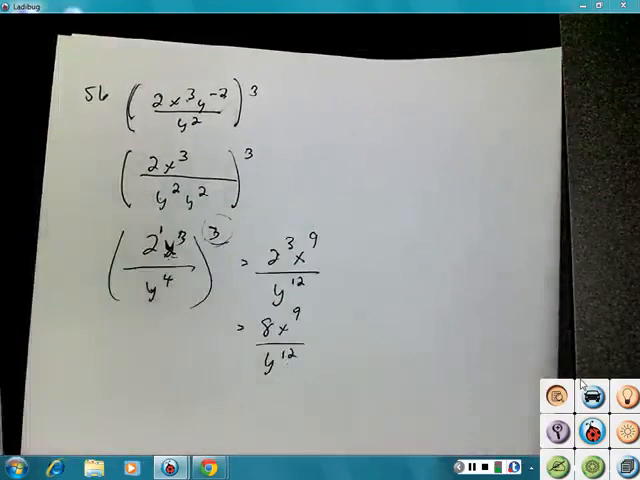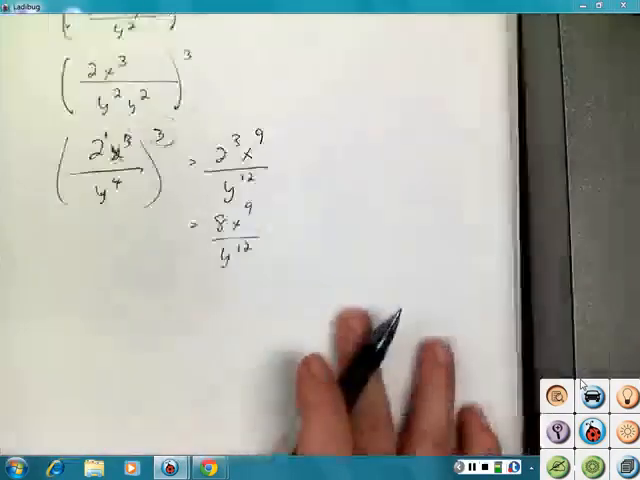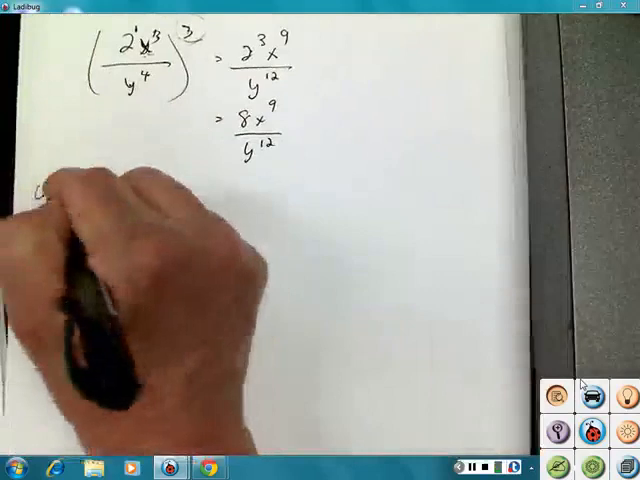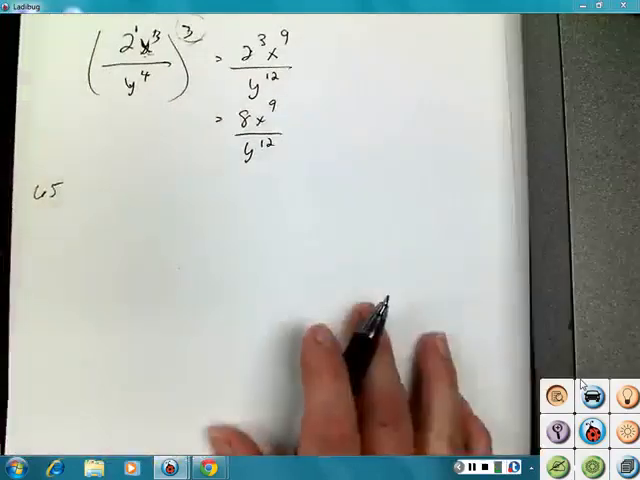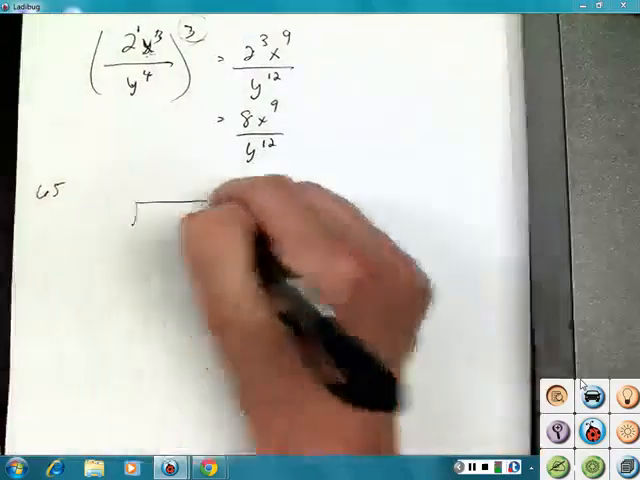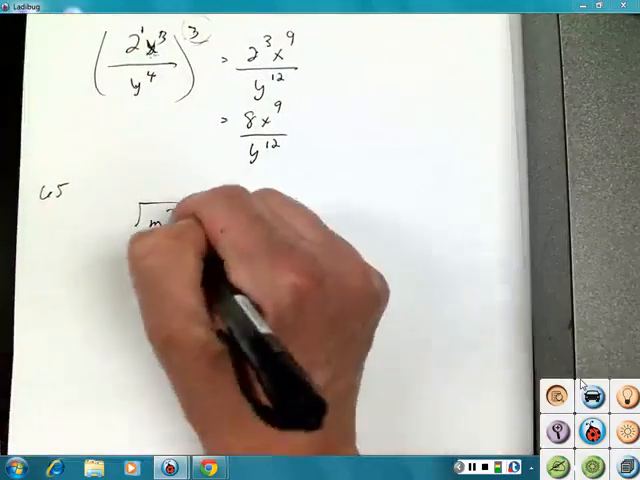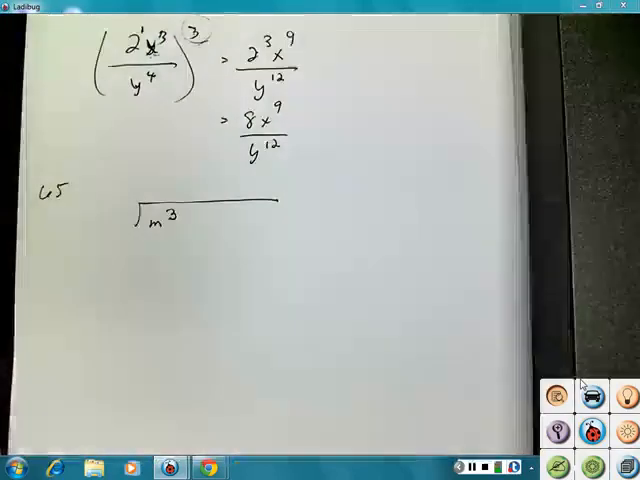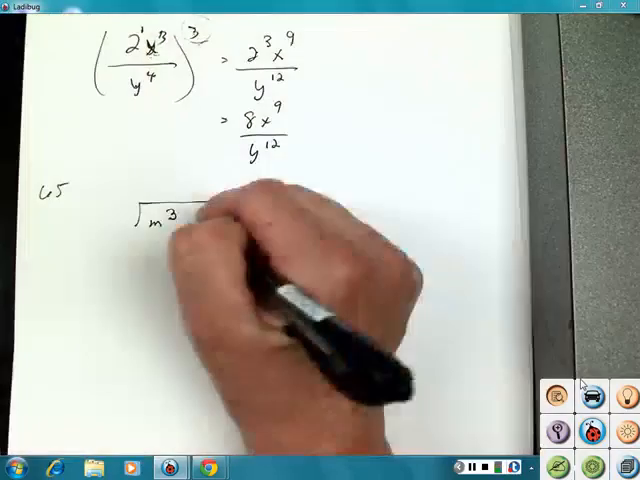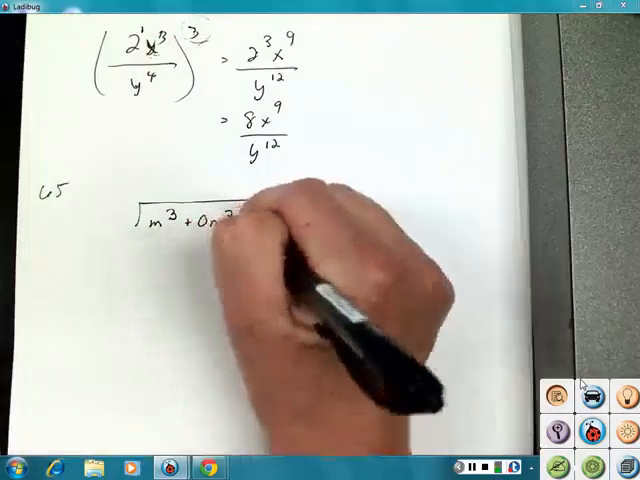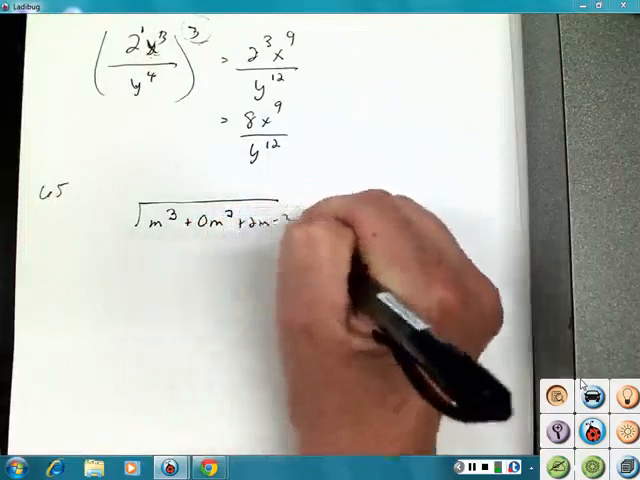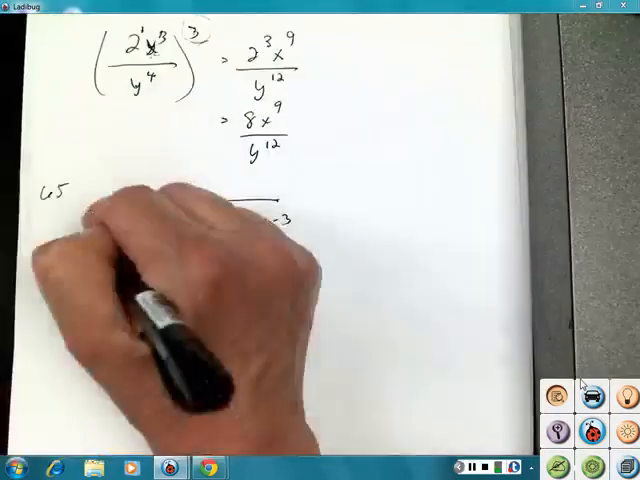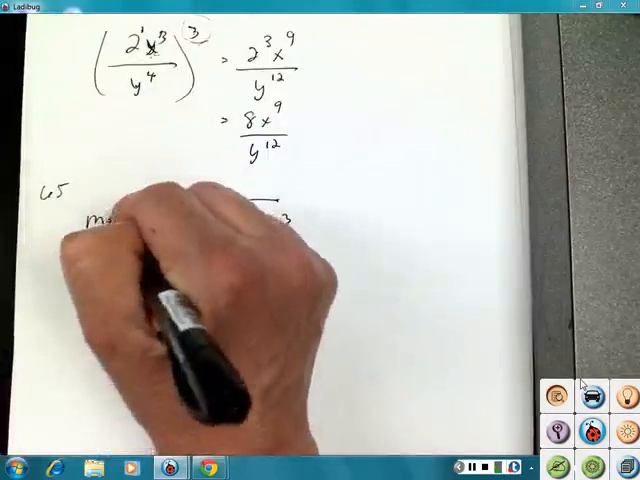Hold on. Let me see here. 65 and 66. Okay. 65 is a division. So I have m cubed plus 2m minus 3. But because I don't have a square, I need a placeholder: plus 0m squared plus 2m minus 3. And that gets divided by m minus 1.